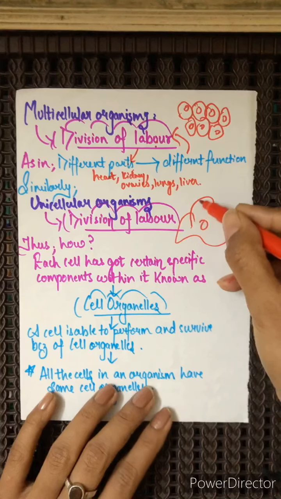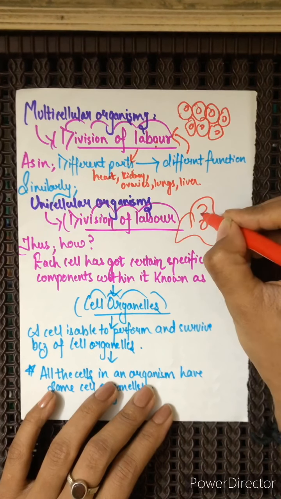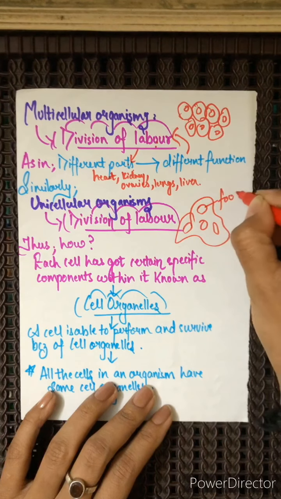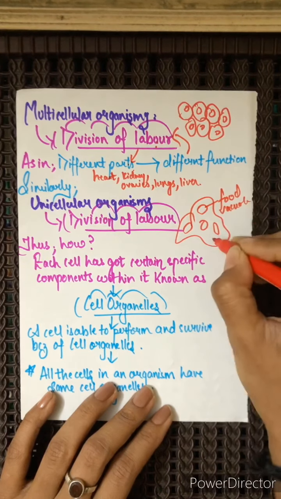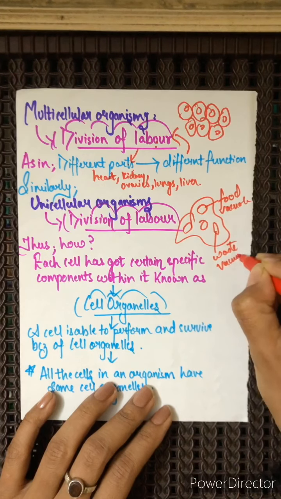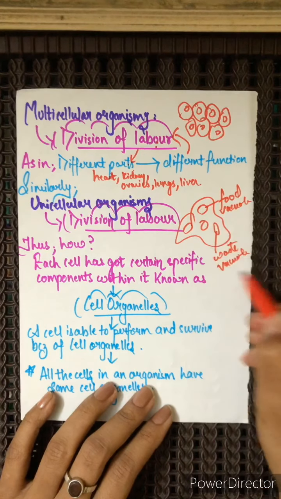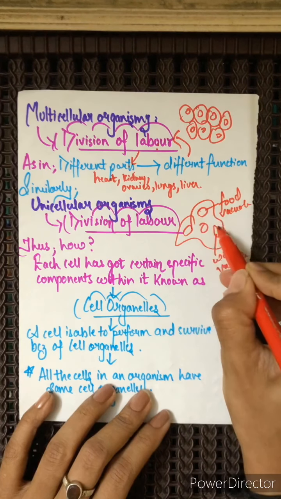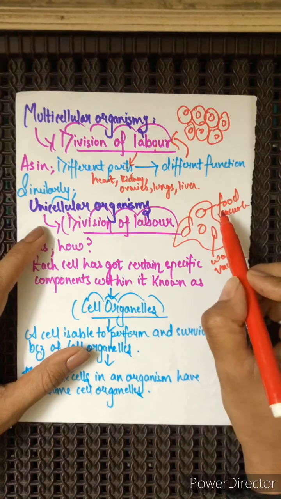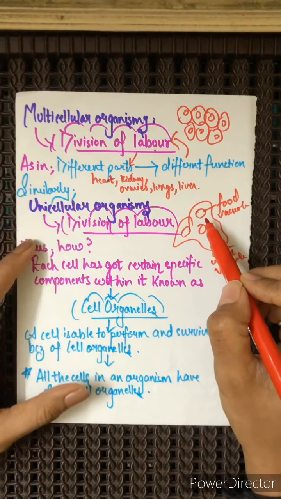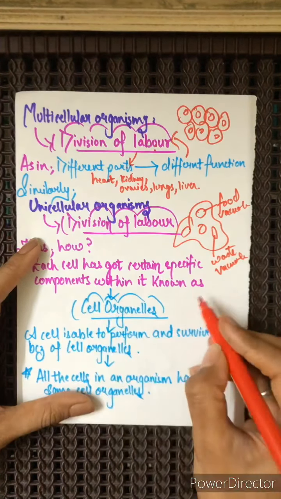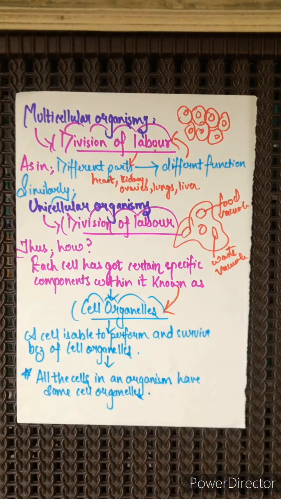So for example, this is a unicellular organism, but it has various sub-organelles which are going to help. Suppose say this is a food vacuole. Suppose say there is a waste vacuole. So this is going to digest the food, this is going to throw out the waste. So that is, work is divided in their body also. So to some extent we can also say that a unicellular organism also shows division of labor, because it has small compartments or components within its body which are nothing but the cell organelles.